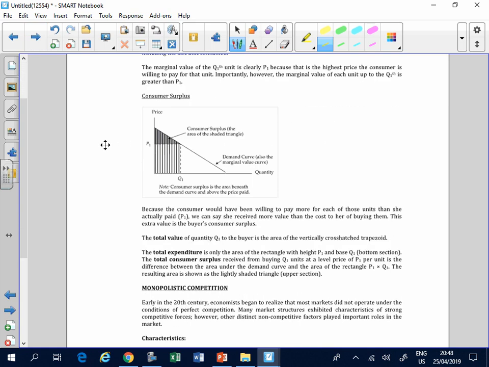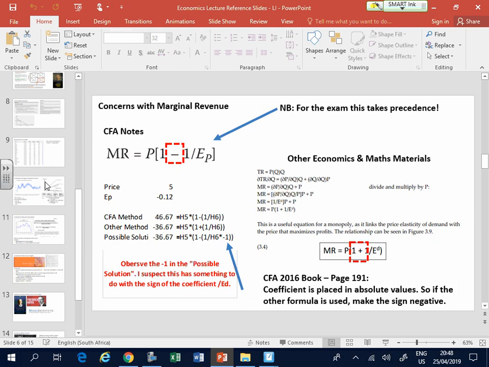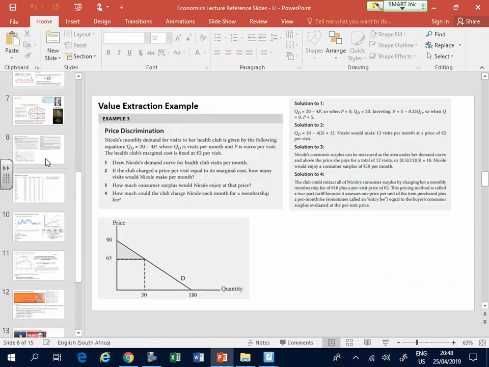Now, what I want to do is go to a typical question that you will get if you have a look at this in your book. You're going to get a situation that looks like that. What is the value of the consumer surplus? Half base times height. You must be able to work out that number, just by the way. Simple as that. Half base times height.